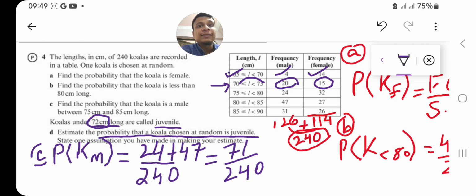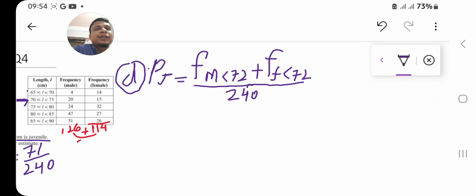But we need to find out till 72, starting from 65 till 72. This 4 and this 14 will be full, because under 72 they are coming as they are. But for this interval 70 to 75, 75 is greater than 72. We don't need the length greater than 72, so we'll use linear interpolation here. Just watch what I am doing for the linear interpolation for 20 and 15. Right here, for the probability of juvenile, we will take the favorable outcomes, the number of frequency, as numerator, and the total sample space. We know that the total sample space of male and female animals is 240.